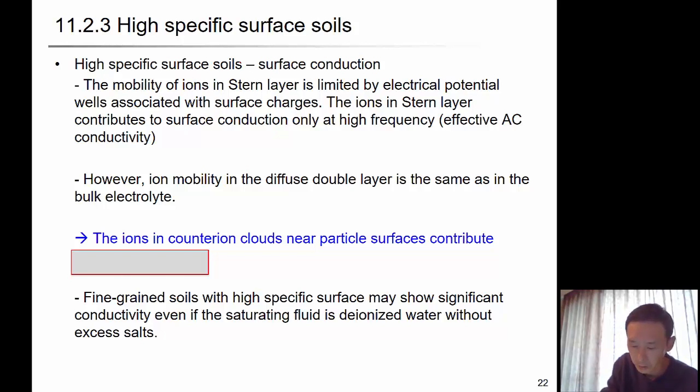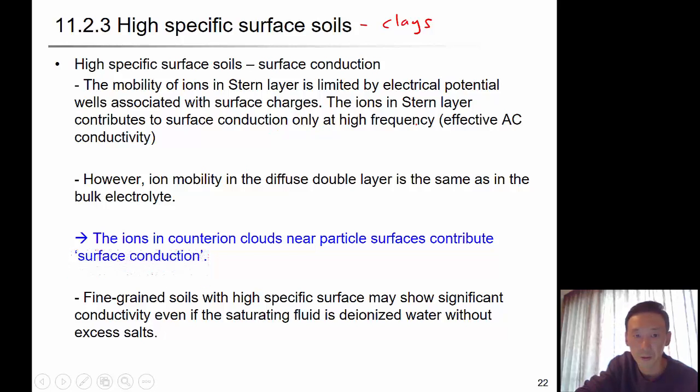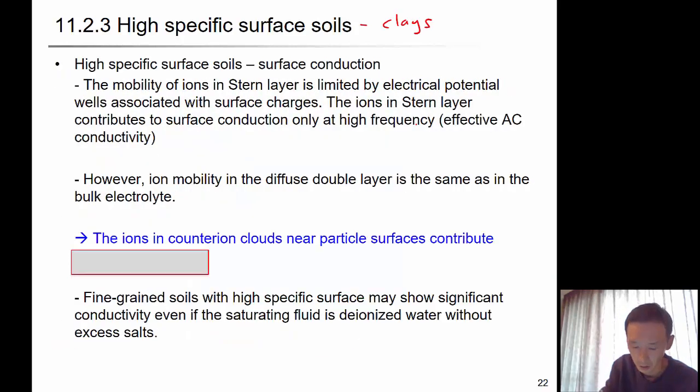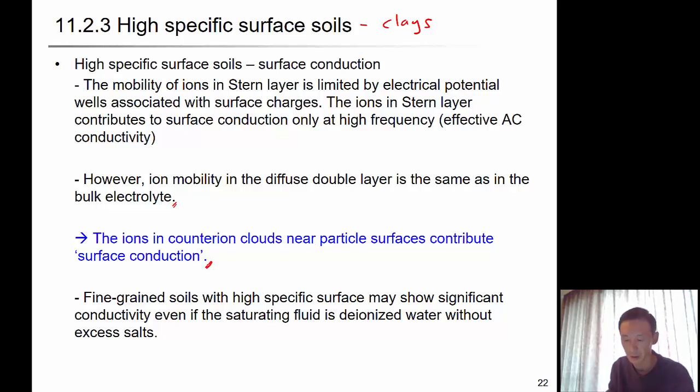So in high specific surface soil, like clay, the mobility of the ions in the Stern layer is limited by electrical potential wells associated with the surface charge. The ions in the Stern layer contribute to surface conduction only at high frequency. So I have the pictures, not in here, and I will show you later. The ion mobility in the diffuse double layer is the same as in the bulk electrolyte. The ions in the counter-ion clouds near the particle surface contribute to surface conduction. So it's like the hydrated ions, cations, are hopping to carry the electrons and contribute to conduction. Fine-grained soils with high specific surface may show significant conductivity even if the saturating fluid is deionized water without excess salt.